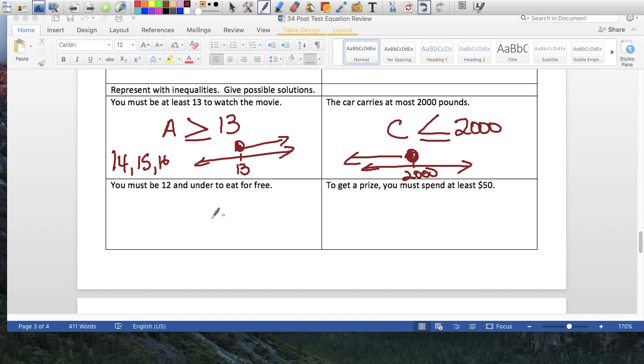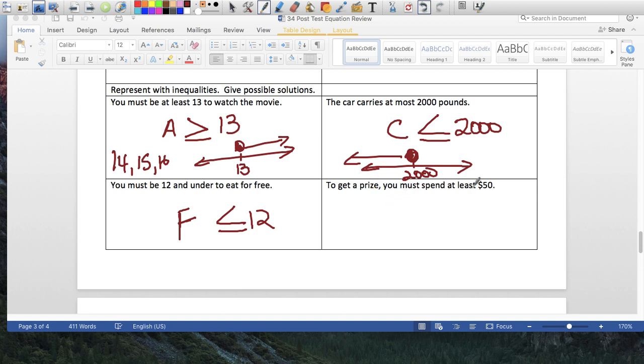F for free. And 12 is the number I'm comparing that to. So in order for me to eat for free, what do I have to be in comparison to 12? I have to be less than 12, or I can even be under 12. So to eat free food at this restaurant, I can be anything under 12: 12, 11, 10, 9, 8, 7, 6, 5, 4, 3, 2, 1.